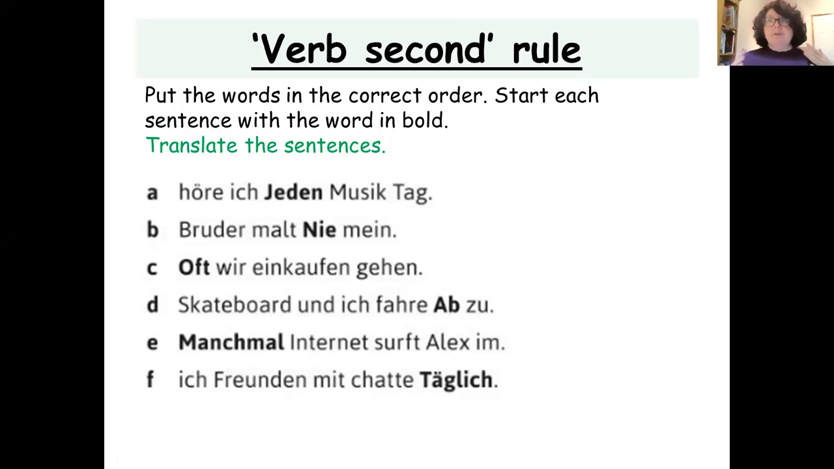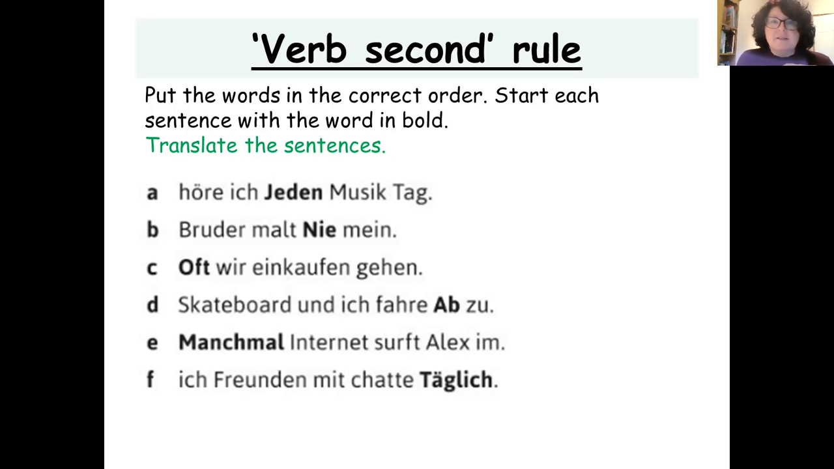Then what happens when we introduce a time phrase? So jeden Tag spiele ich Tennis. So every day I play tennis. In German, jeden Tag spiele. So the verb second rule is the verb still comes second, but then we have the pronoun after the verb. So literally, every day play I tennis. Okay, so that's what we're practicing in this.